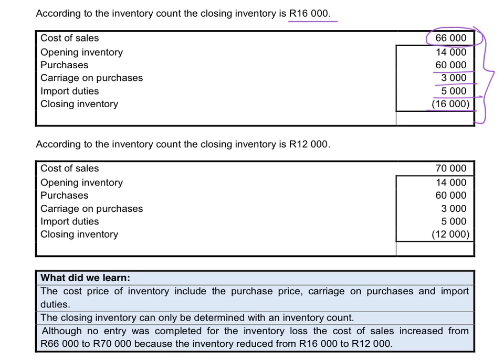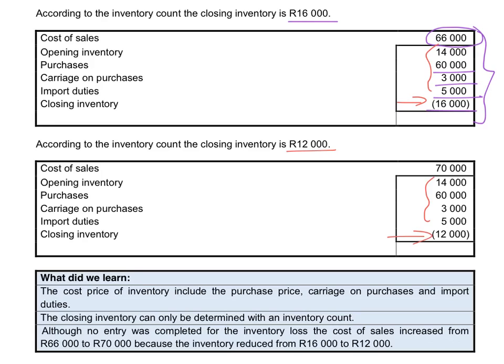If we look at the second example, according to the physical inventory count, the closing inventory is 12,000. So the 14,063 and 5 that we had there will remain the same. But now instead of having a closing inventory of 16,000, we have a closing inventory according to the inventory count of 12,000. What happens now?